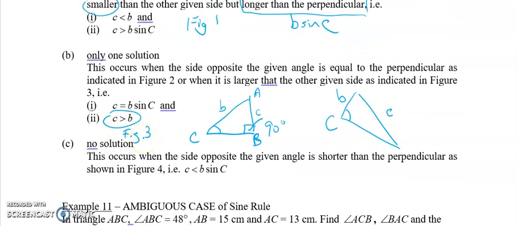Next, this one corresponds to figure 4. No solution. You can't even form a triangle with the values given, with this angle that is given, because the length of C is too short. Too short meaning if I compare it to the perpendicular, B sine C, the opposite is too short. Let's look at an example question now.